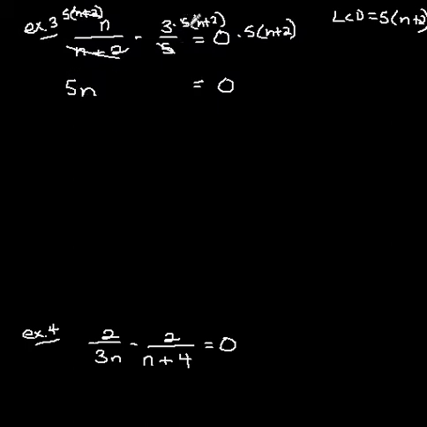The 5's cancel. Now here's the tricky part. You have this -3 here. It has to go multiply times both members of the binomial.